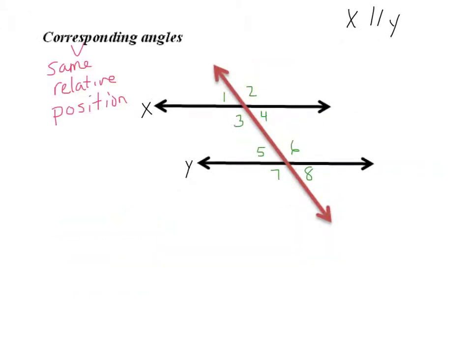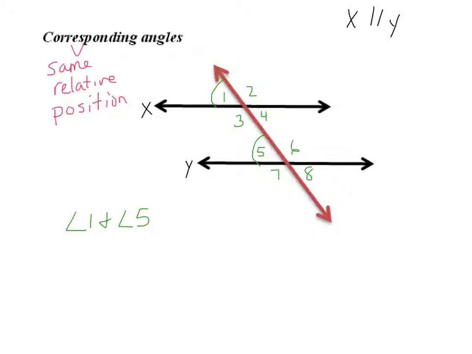The next angle relationship is called corresponding angles. These are angles that are in the same relative position. What I mean by that is you have to look at each angle and compare it to the parallel line and the transversal. So for example, angle 1 is above a parallel line and left of a transversal. Do you see another angle that is above a parallel line and left of a transversal? Hopefully you see angle 5 is in that same position. So angle 1 and angle 5 are corresponding angles.